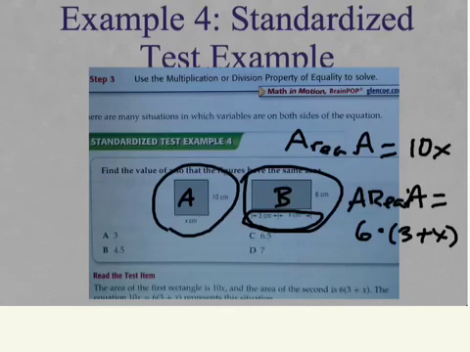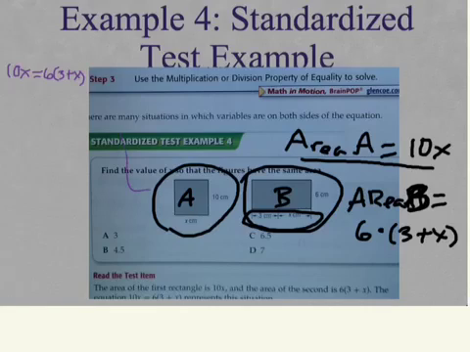You guys should tell me when I put silly things here. That's not a mistake, by the way. I fixed it myself. All right. So the area of rectangle A is 10x. The area of rectangle B is 6 times 3 plus x. So what we're going to do is set these guys equal to each other and solve the equation. Okay, so you see over on this side, I tried to write the equation nice and tiny.